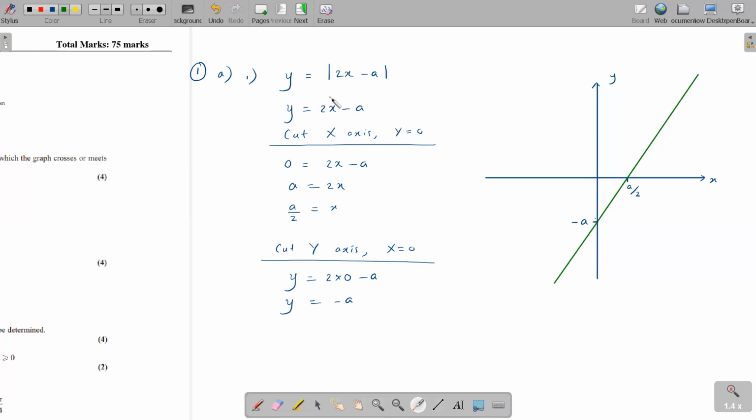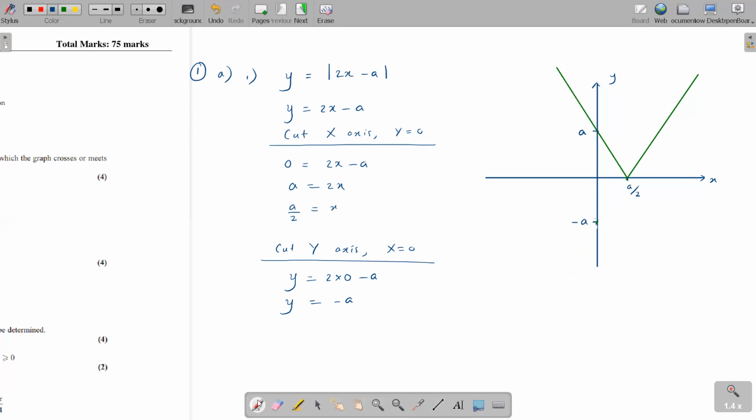But you're going to draw the modulus graph, which means the part of the graph that goes below the x-axis should be reflected up, right? This section should be reflected to the positive y values. So then all you have to do is just reflect it. And then you have to name the cutting point. This cutting point becomes positive a. And then you can remove this part, so remove the part of the graph which is below the x-axis. That's the whole point of the modulus graph.